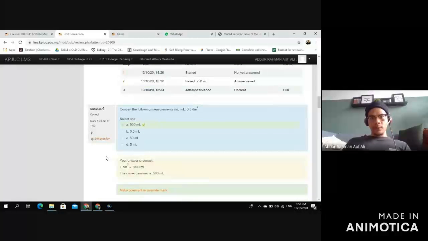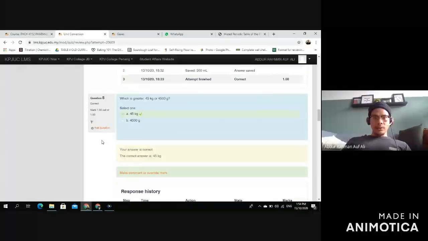Next question, convert the following measurement into milliliter. 0.5 decimeter cubic. Decimeter cubic is the unit here, convert it into milliliter. You have to know 1 decimeter cubic equals 1,000 milliliter. So basically dm cubic, decimeter cubic, equals liter. 1 dm cubic equals 1 liter, because 1 liter also equals 1,000 milliliter. So you just multiply 0.5 decimeter cubic by 1,000 and you'll get the right answer, 500 milliliters.